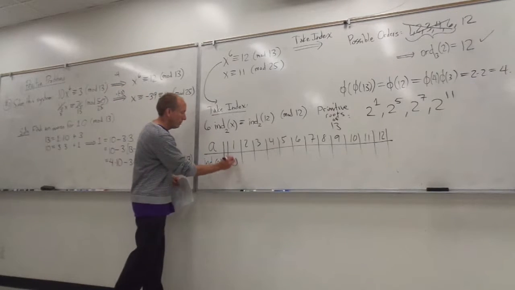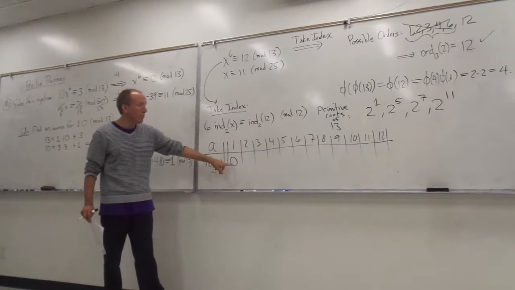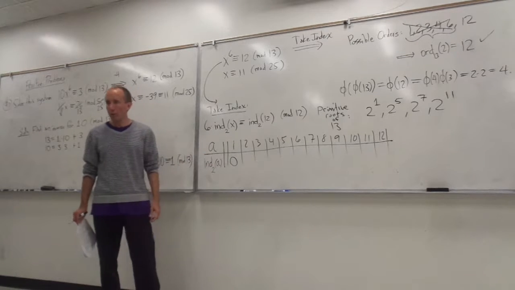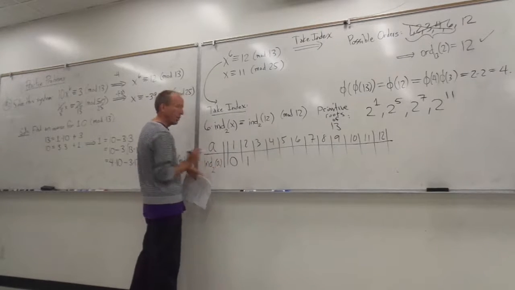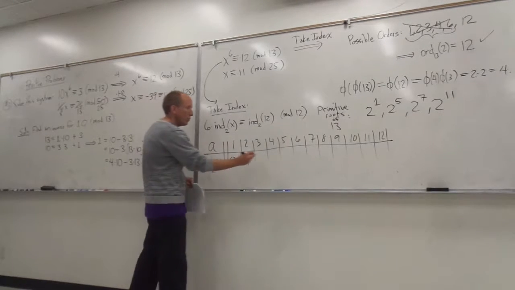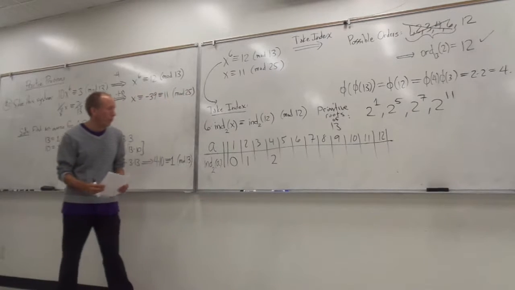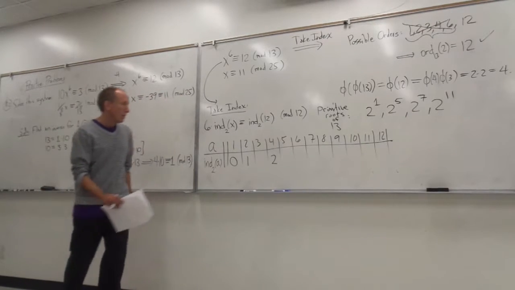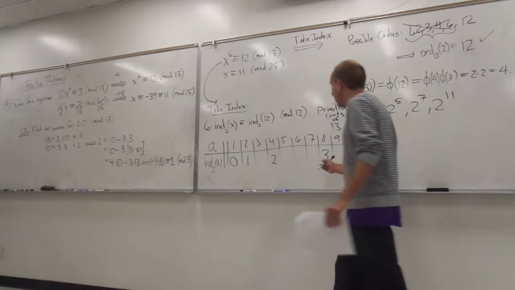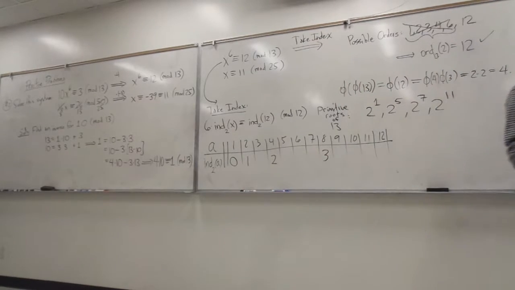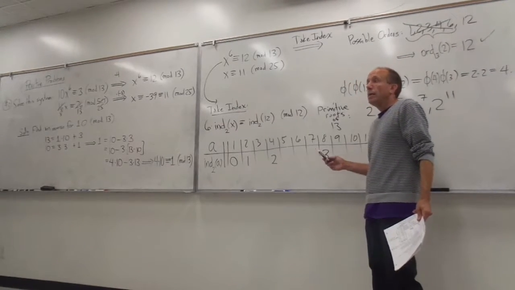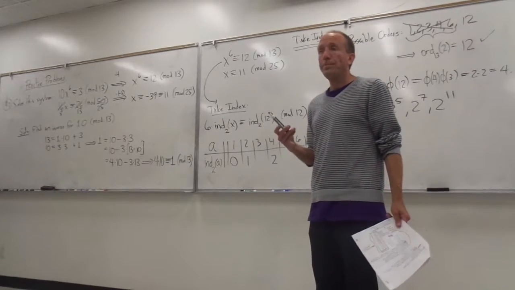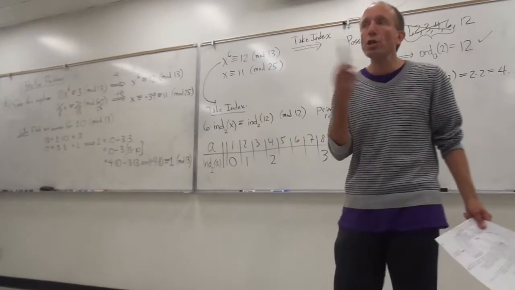For example, 2 to the 0 is congruent to 1. 2 to the first power would give you 2. 2 to the second power would give you 4. 2 to the third power. The power is on the bottom row, and 2 to that power is on the row above it. 2 to the fourth power is 16, but I'm reducing that modulo 13.